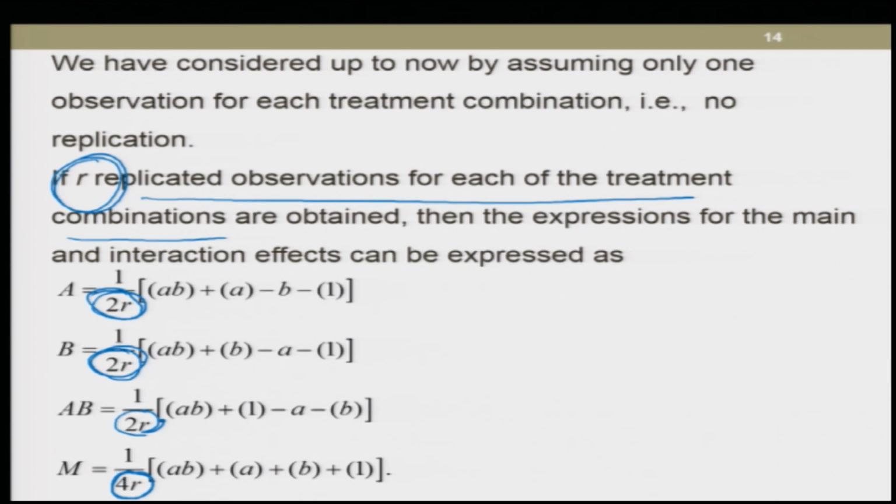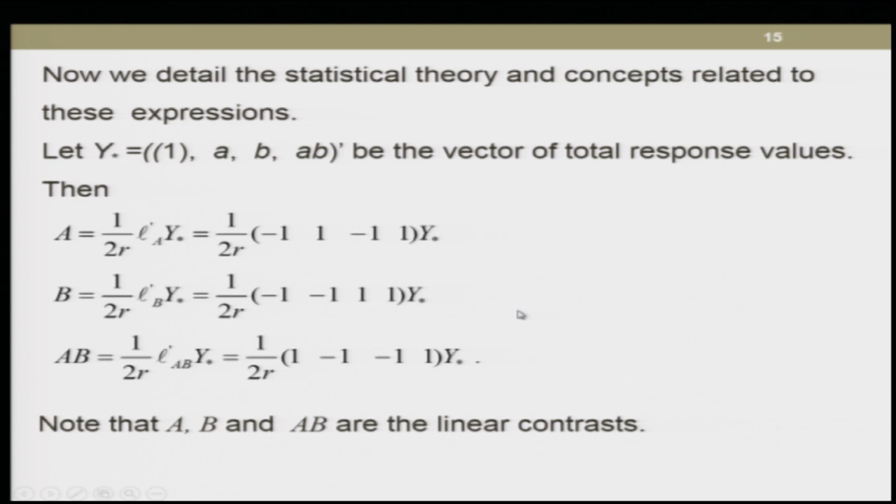Now, you can easily understand why I am taking R in the divisor, because this is an average based on R values. That is the same thing that we derived in the earlier lecture, but there, because of the limitations of the presentation and the slides, I could take only one observation. If you increase it to R, then there are R observations for which you have to take the average, which is denoted here by 2R and 4R. So, that should not be a problem.